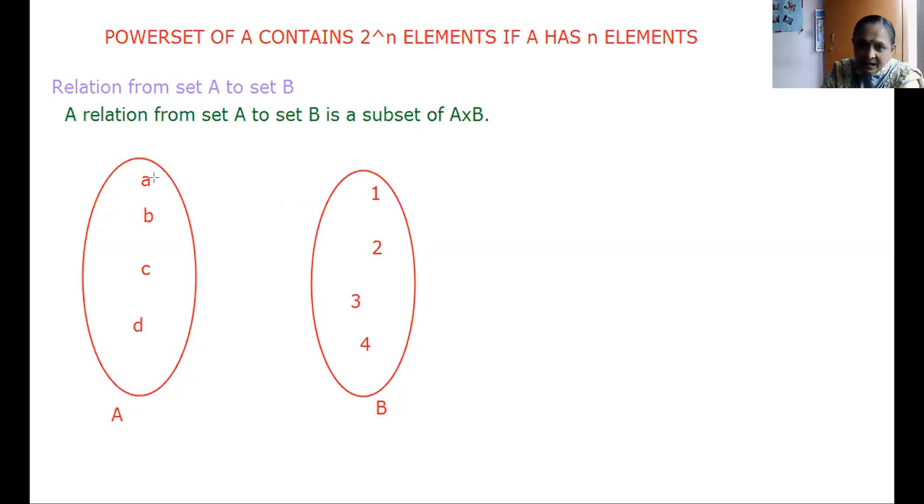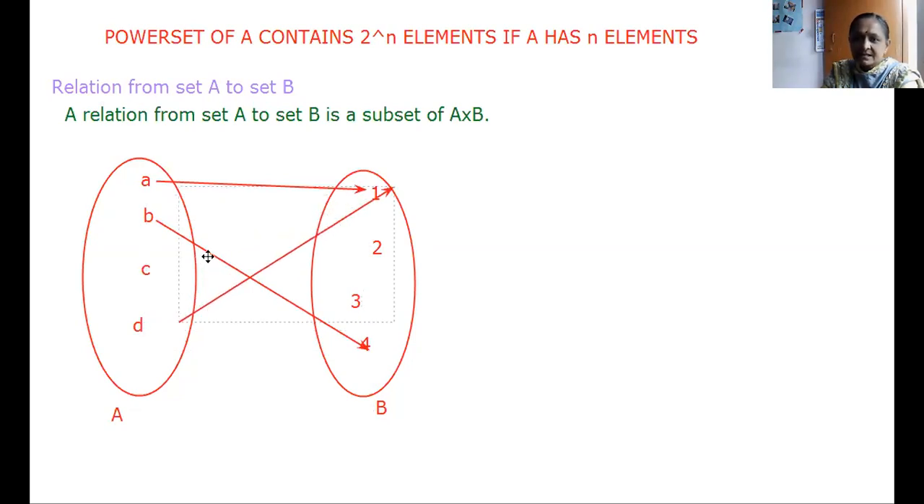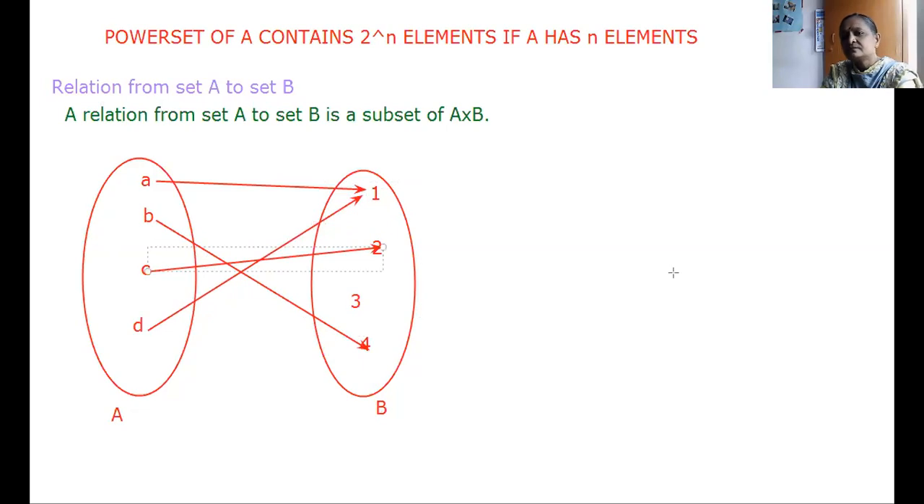So a I'm taking to 1. I hope you are following. Then what I do is I join b to 4. Then I join d to 1 and c to 2. So is this a relation?